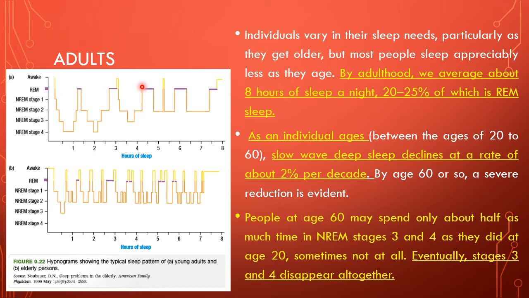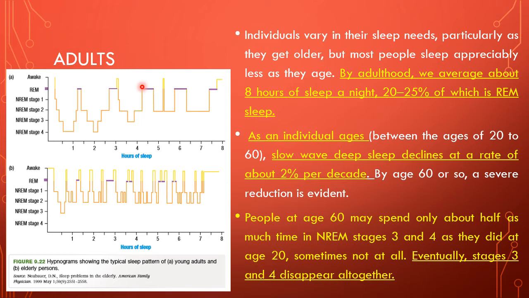As an individual ages between the age of 20 and 60, slow wave sleep declines at a rate of about 2% per decade. By age 60, a severe reduction is evident. So you start losing stage 3-4 sleep.